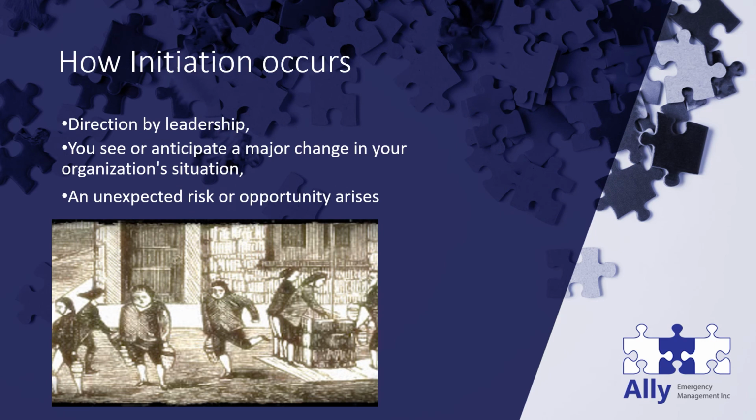So there are a few different ways in which the initiation of an operational planning cycle can occur. One is you get told by your boss to do it. Hey, Dave, got a problem? Got to solve the problem. Although you don't have to wait to be told what to do, you might be in a position of either seeing or anticipating a major change in your organization's situation that's going to require a new plan or a major change to an existing plan, or it might be just an unexpected risk or opportunity, a virus, for example. These kinds of things happen all the time. So that's how the initiation stage occurs.